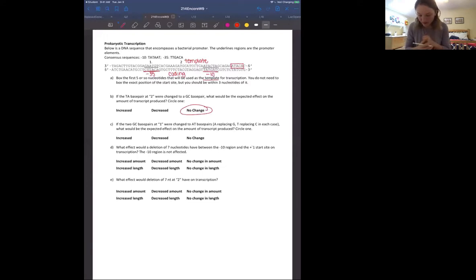If the two GC base pairs at position 1 were changed to AT base pairs, what would we expect the effect on the amount of transcript produced to be? Well, originally, let's write out what that sequence was. It was CTTACA, and now it's going to be TTTATA.